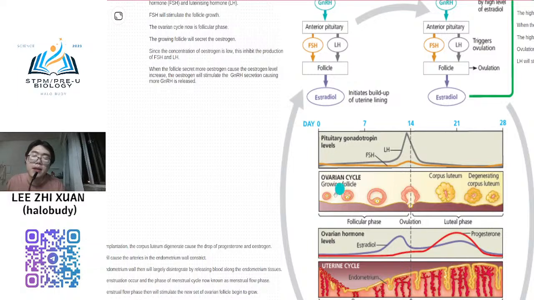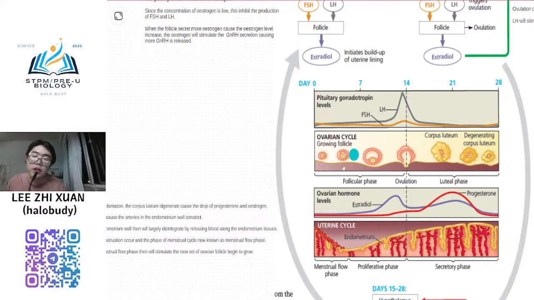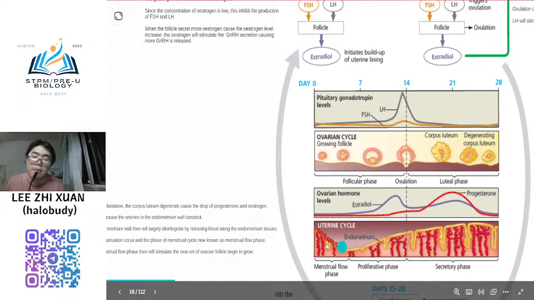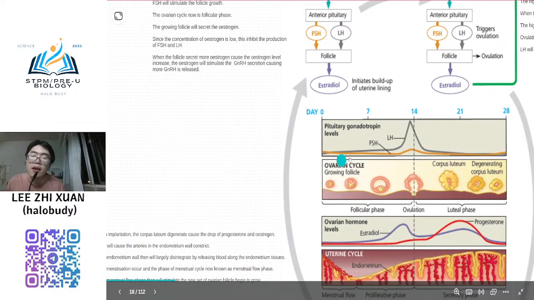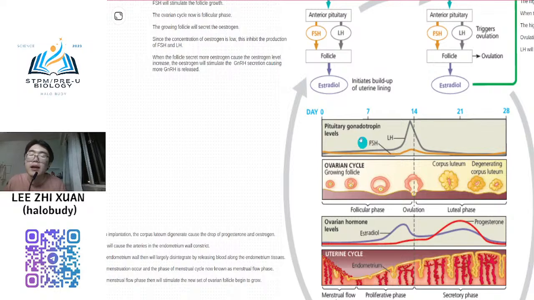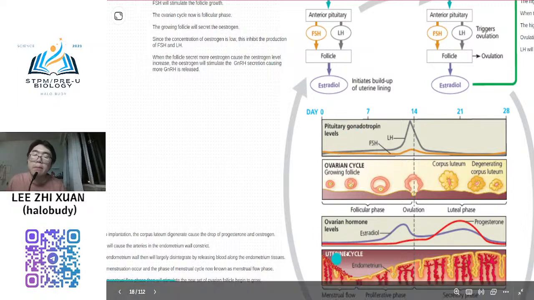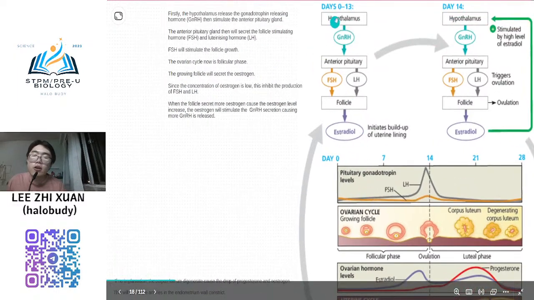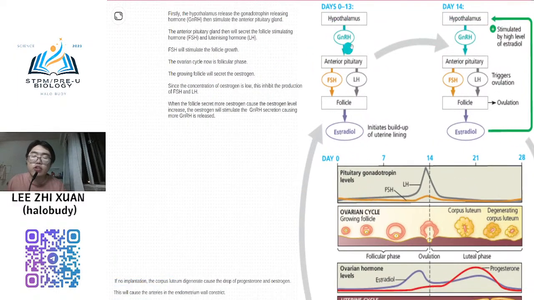So the naming of the ovarian cycle is the follicular phase, and the naming of the menstruation cycle is the menstrual flow phase. Actually, this is the time when menstruation happens. This is a difficult time period for females because this is the bleeding time. But at the same time, your hypothalamus will start to secrete GnRH to prepare the new cycle of menstruation.